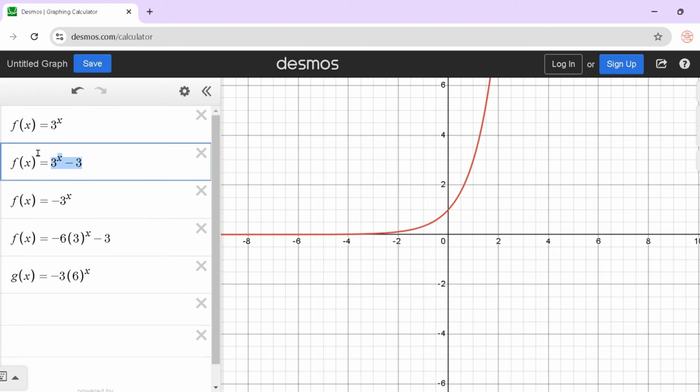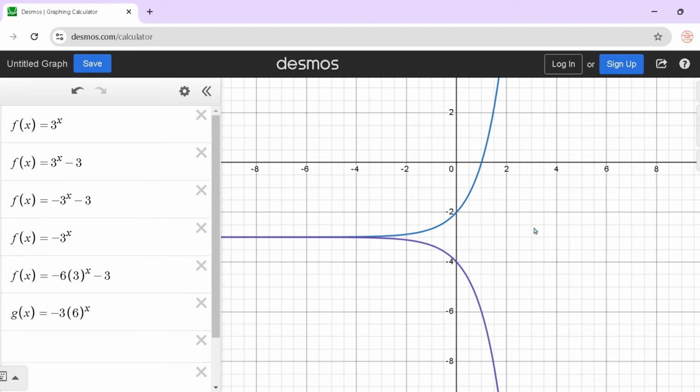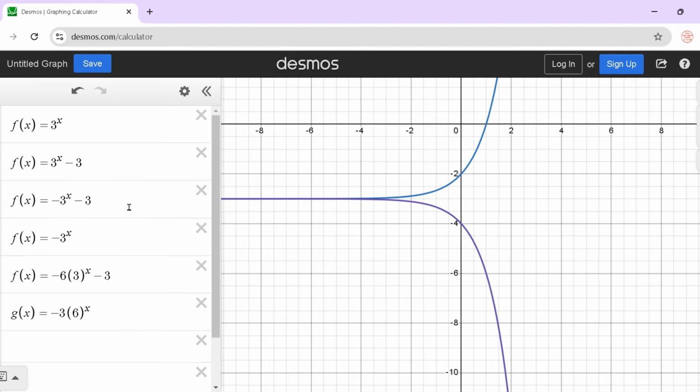So if I show you again, if I did this one but put a negative in front of it, see, it's a mirror image of that one. It flips it across a horizontal line, a mirror across that horizontal line that it's approaching.